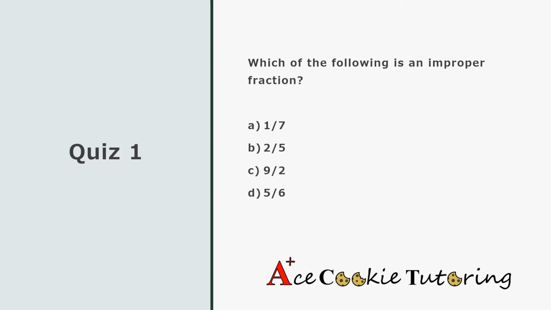Okay, if you have your answer, great. Otherwise, go ahead and pause it and take as long as you need to decide which of the following is an improper fraction. My answer is C, 9/2. And the reason why: 9 is bigger than 2. When I have an improper fraction, the numerator, or the number on top, is always bigger than the denominator, the number on the bottom.